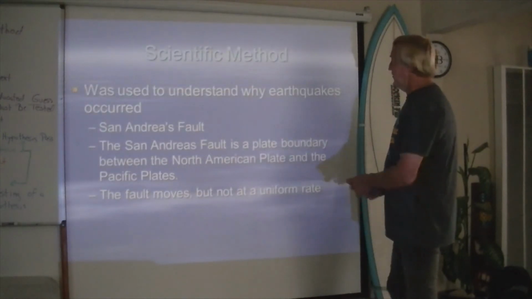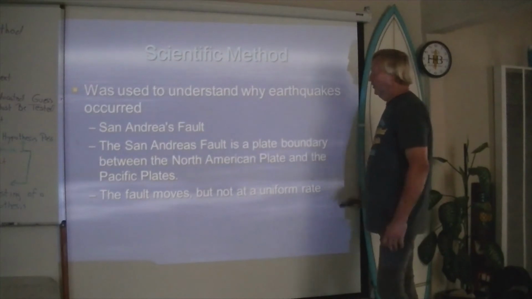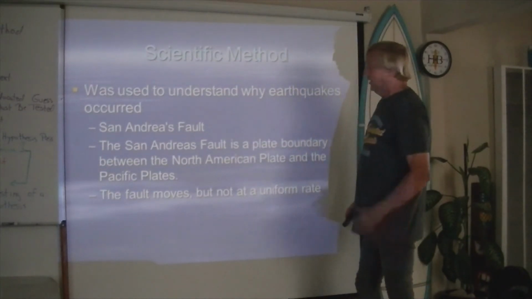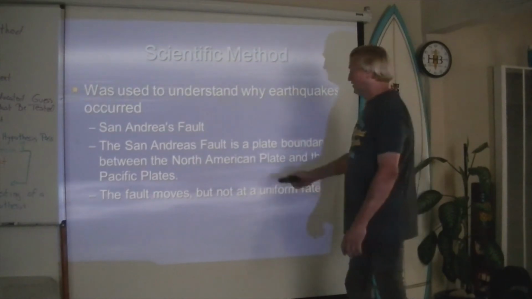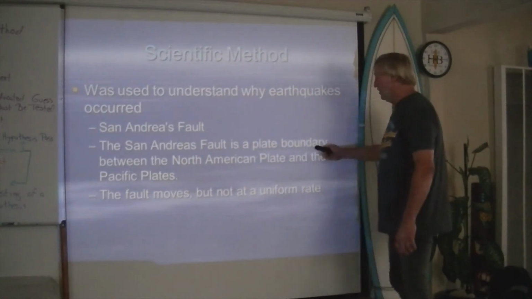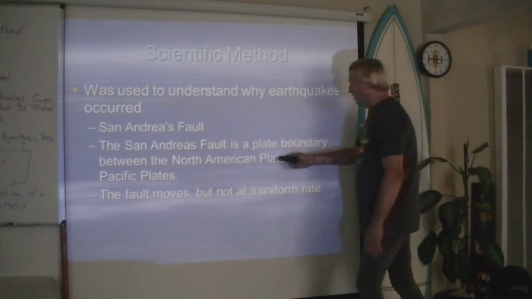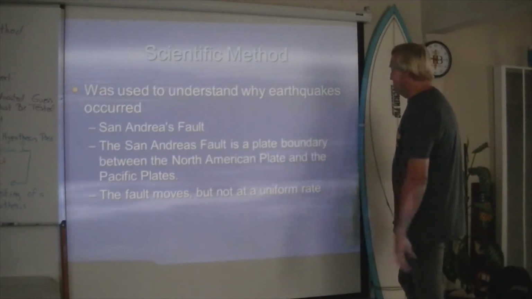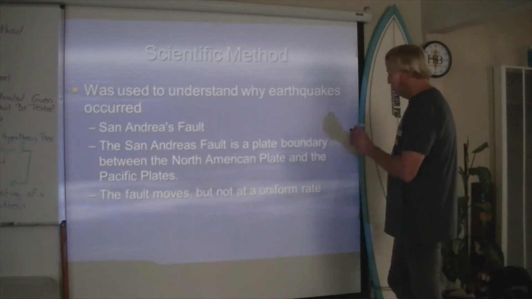And so the scientific method was used to understand why earthquakes occurred. We discovered the San Andreas Fault. Later in the 1960s, it was discovered the San Andreas Fault was actually a plate boundary between the North American plate and the Pacific plate. And that the fault moves, but not at a uniform rate.